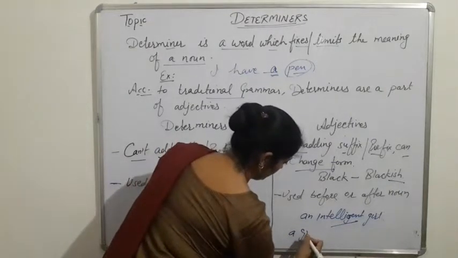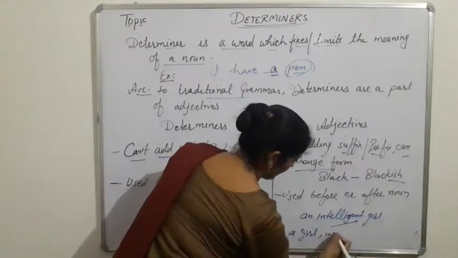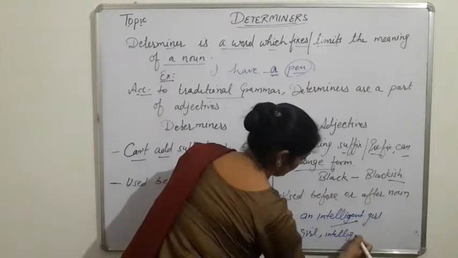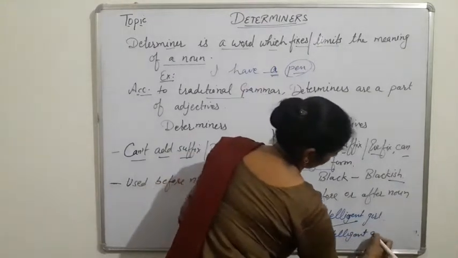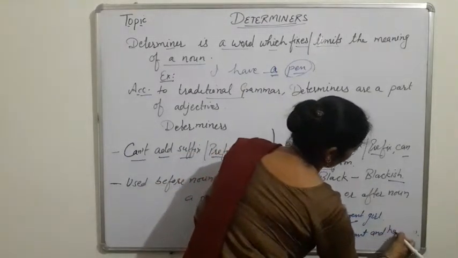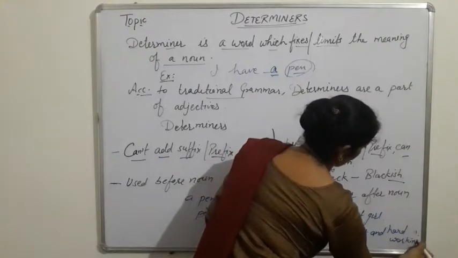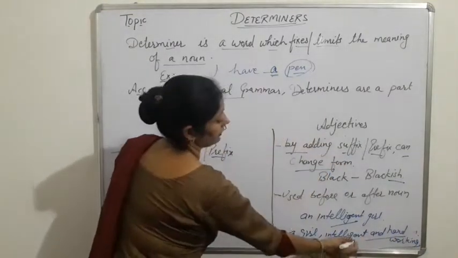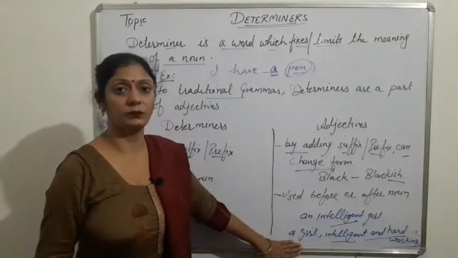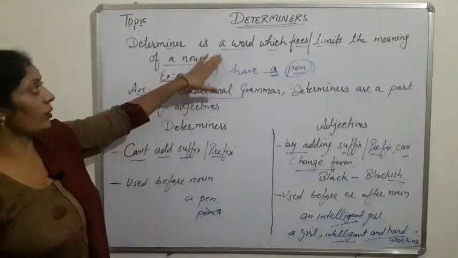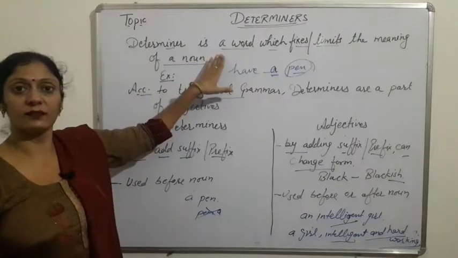A girl, intelligent, and hardworking. Here we are using adjectives after the noun. Okay students, I hope now the determiner is clear to you.